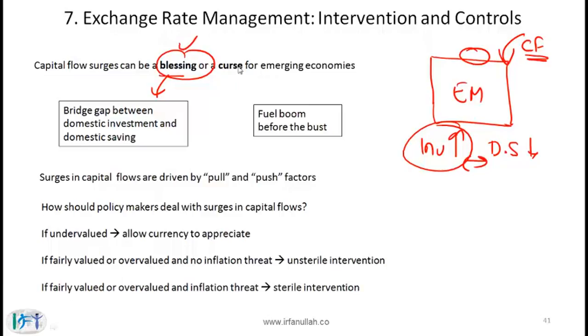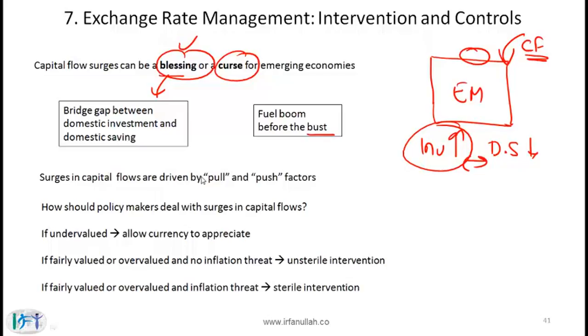However, as has been seen in the Asian currency crisis in the late 90s, or with the Mexican peso crisis in the mid 90s, sometimes a surge in capital flow can fuel a boom in currency prices and asset prices, which set up the economy for a bust. Now, where do the surges in capital flow come from?